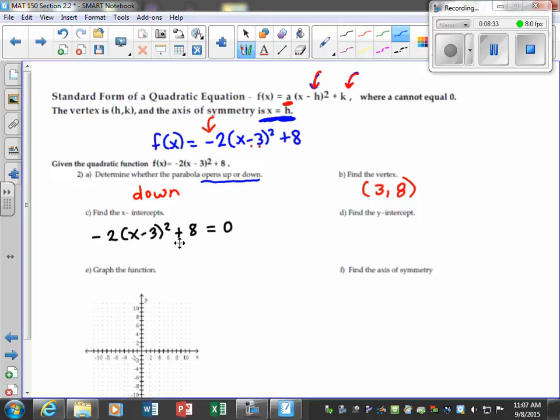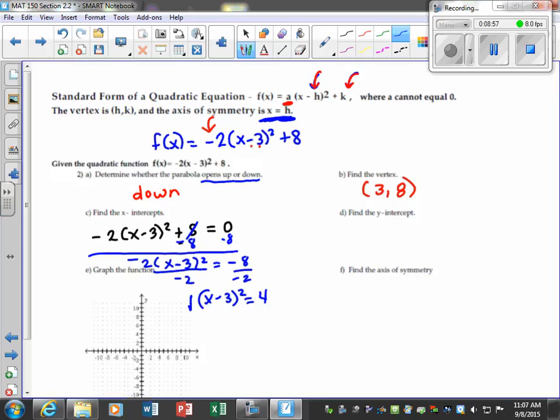Solving this, let's subtract 8 from both sides. Divide both sides by negative 2. And we get (x minus 3) squared is equal to positive 4. How do you undo a square? We take the square root of both sides. When you take the square root of a square, you just get what's left inside. And then you get plus or minus 2 over here. Don't forget, when you take the square root, you get plus or minus.